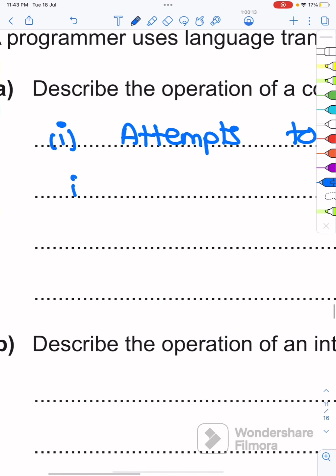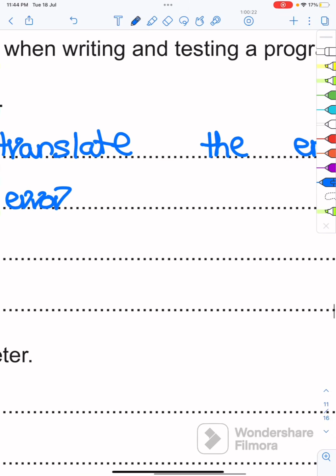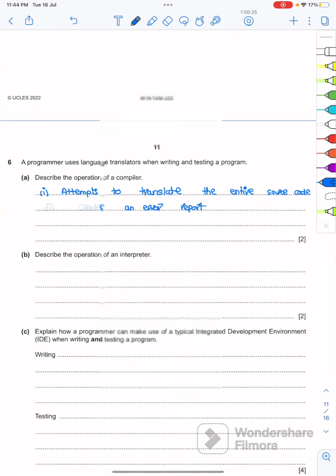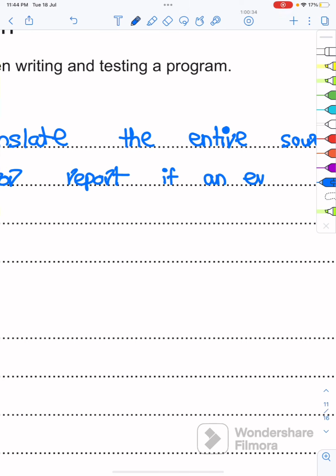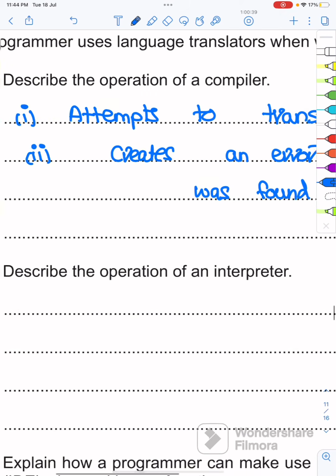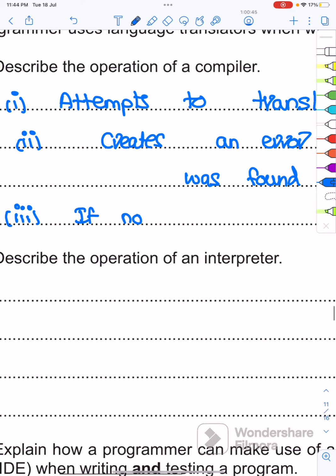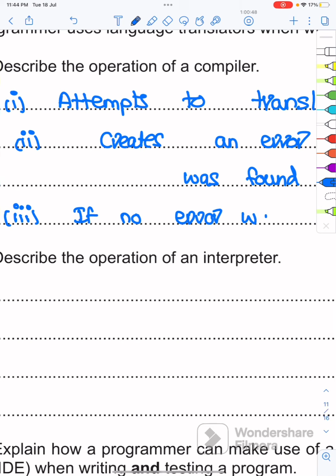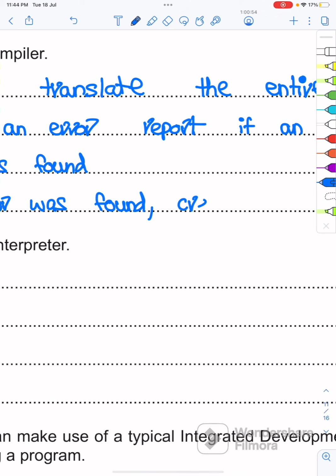It creates an error report if an error was found, and in the third mark you can write, if no error was found, it creates an executable file.